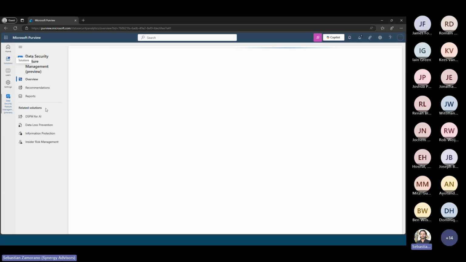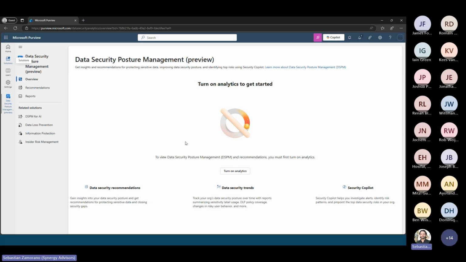By default, it's not enabled, and we need to enable the service. Enabling the service can take 24 to 48 hours. We will see a turn on analytics option here. For that reason, my first recommendation, if you are not yet using this interface, is to enable this. It doesn't change anything in your environment and doesn't generate any impact. It only starts gathering those analytics.